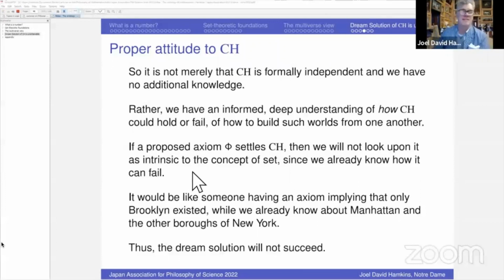It would be like someone proposing an axiom that implied only Brooklyn exists. But I already know about Manhattan and the other boroughs, the Bronx and Queens. And so I just could never accept an axiom implying that only Brooklyn exists. Okay, similarly, if someone had an axiom that implies CH is true, I could never accept that axiom as the final matter because I already know how CH can fail. So therefore, the dream solution, I argue, will not succeed.